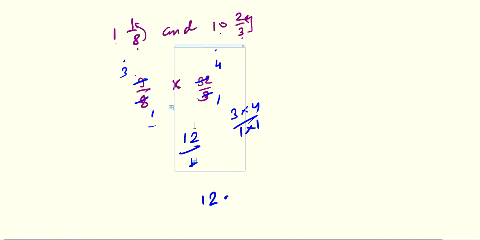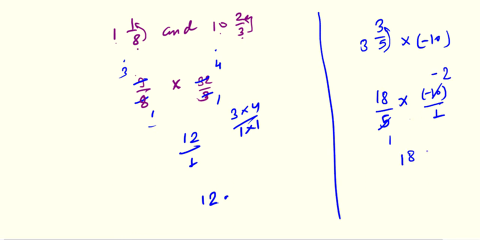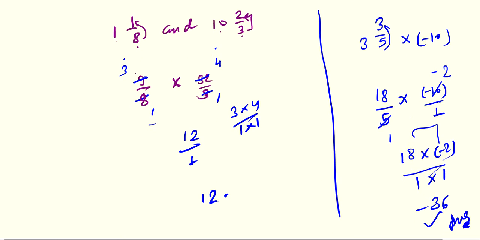One more question I want to solve. Question number 10. 3 by 5 into minus 10. So 3 fives are 15, 15 plus 3, 18. 18 by 5 into minus 10 upon 1. So 5 ones are 5, 5 twos are 10, negative sign, so minus 2. Now only 18 into minus 2 upon 1 into 1. So 18 twos are minus 36, 1 one is 1. So write only minus 36. This is your required answer. So you can solve question number 1 and question number 2.